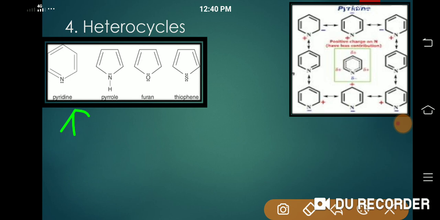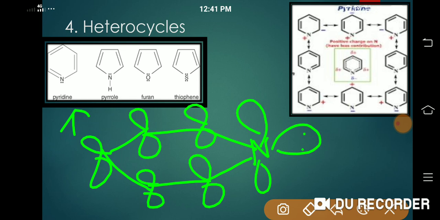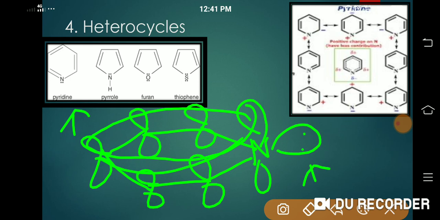In this case, the p orbital of nitrogen is involved in the delocalization with the p orbitals of carbon of the ring, whereas this lone pair is not involved in the delocalization due to its perpendicular overlap. Also, there are 6 pi electrons. The compound is cyclic, planar, completely conjugated. Following Huckel's rule of aromaticity, pyridine is aromatic in nature.